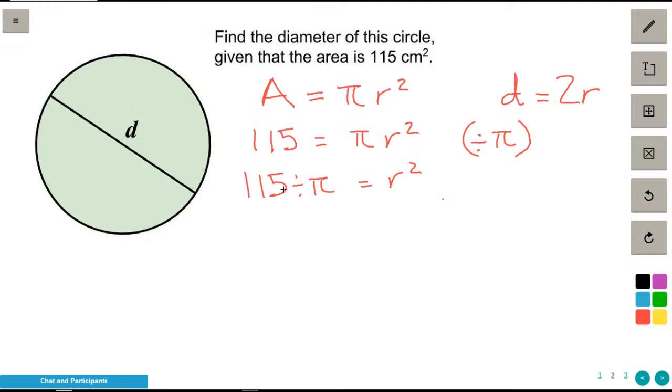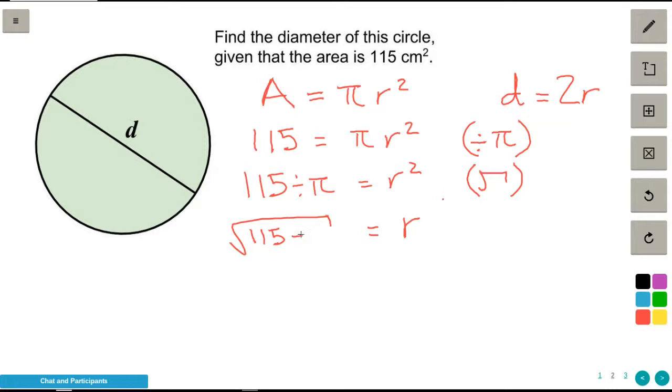Looking back here then, we've sorted out the pi. It's no longer pi times the r squared. We now need to sort out the r squared. So if it's been squared, the opposite of that is going to be square rooting. And so I'll do that to both sides of the equation. On this side, I will get r just on its own, and on this side I'll get the square root of that number that's in my calculator.